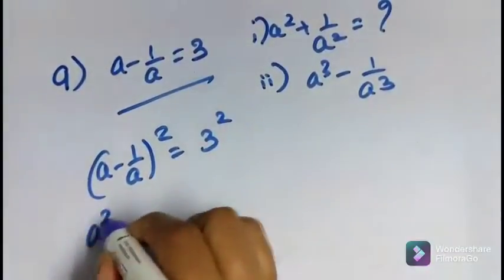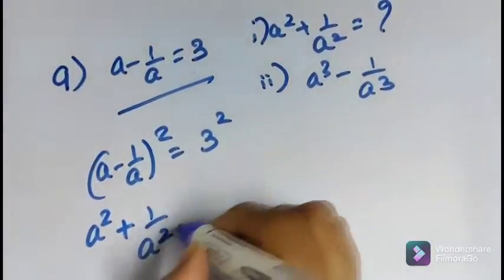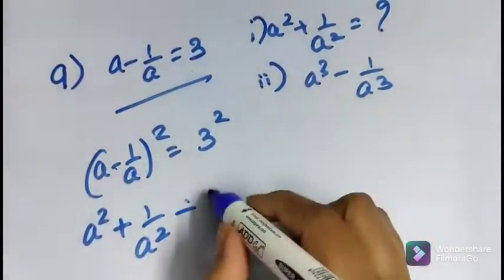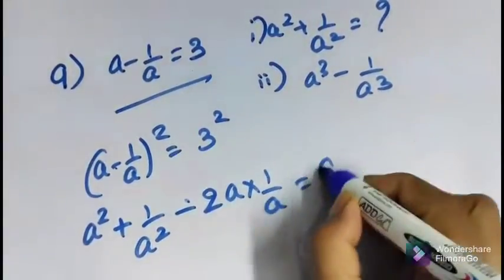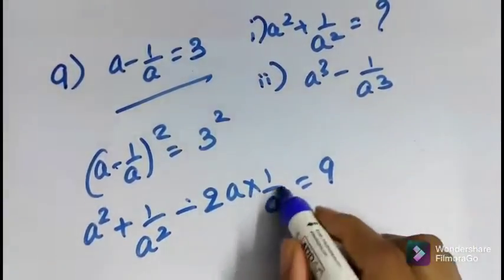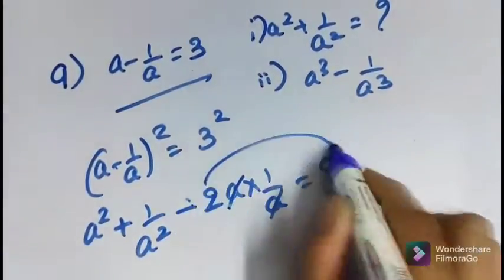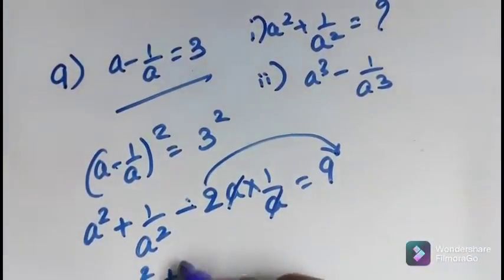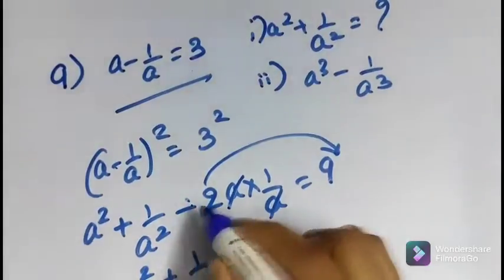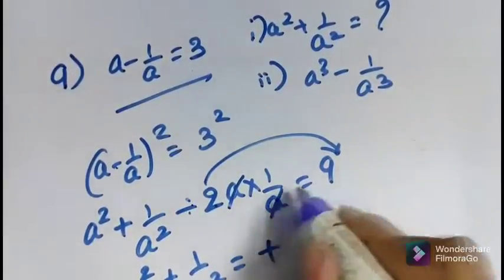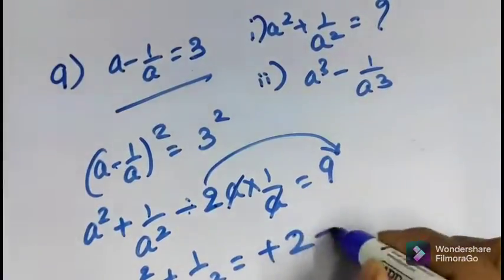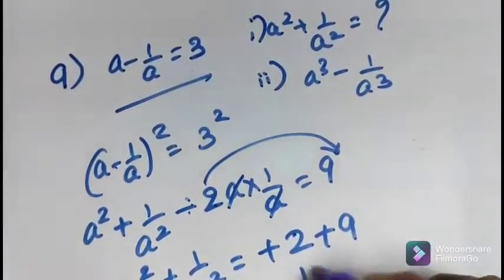So we can write it as a square plus 1 by a square minus, because there's a minus here, minus 2a into 1 by a is equal to 9. So a gets cancelled and this minus 2 goes that side. We have a square plus 1 by a square is equal to, minus becomes plus, so we can write plus 2 plus 9. The answer you get is 11.